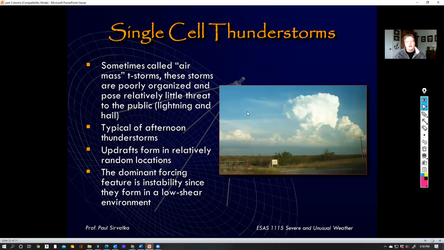Single cell thunderstorms are air mass thunderstorms. Notice this one straight up and down. There's not really any shear, doesn't look super strong. They have some lightning, maybe a little bit of small hail. Not usually that dangerous except for lightning. Typical of afternoon summer thunderstorms, we get them. Lightning is your hazard. Everything else is like whatever. They kind of pop up everywhere. Sometimes we call them popcorn, meaning I don't exactly know where they're going to form. They just kind of form anywhere.